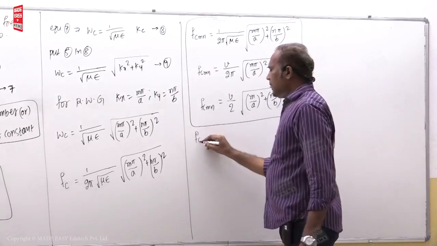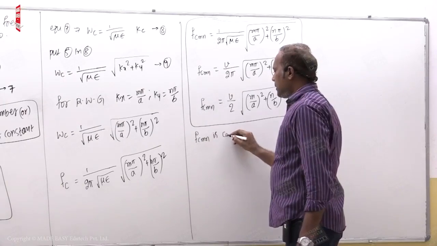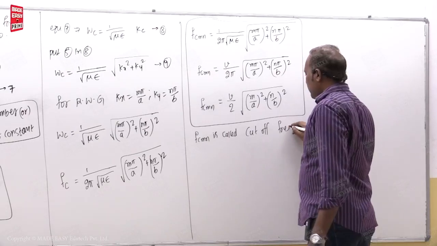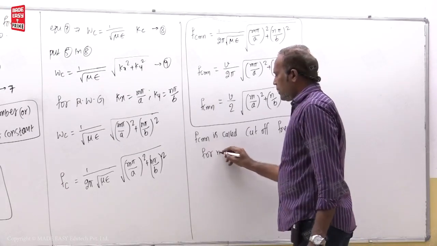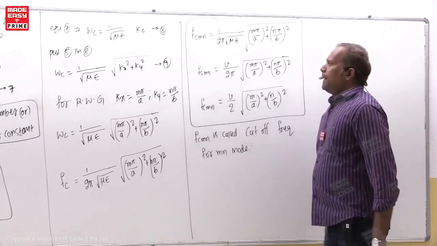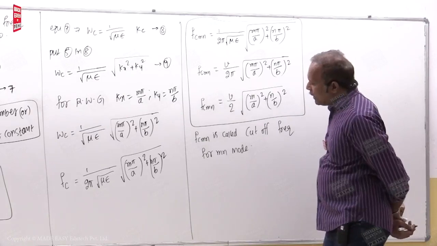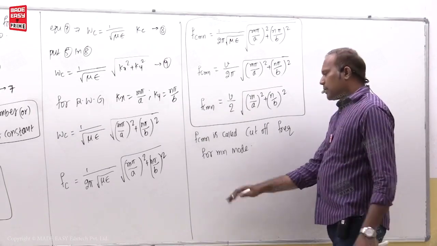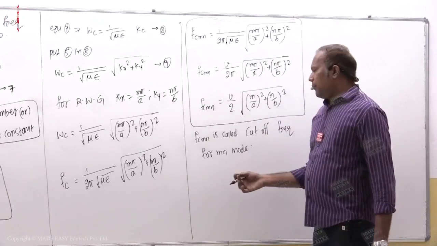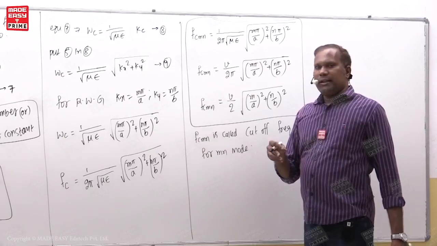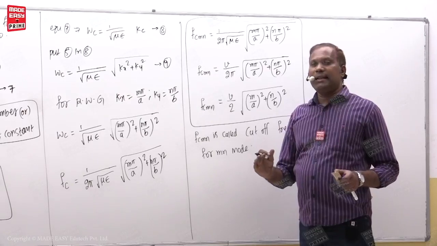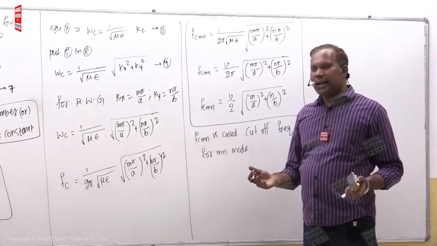So fcmn is called the cutoff frequency for the mn mode, dear students. Anyway, why it is called cutoff frequency, after some time we will understand, because that decides the wave propagation. That is why. If the operating frequency is more than this cutoff frequency, then only the signal is transmitted. Otherwise, the signal is not transmitted.